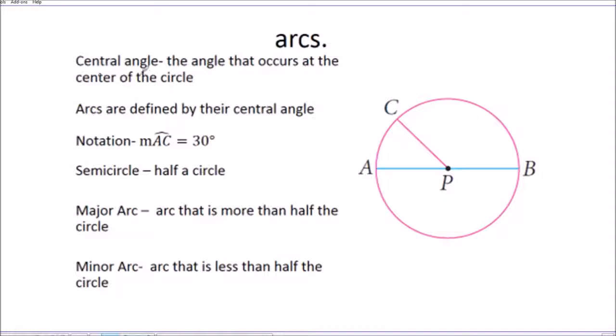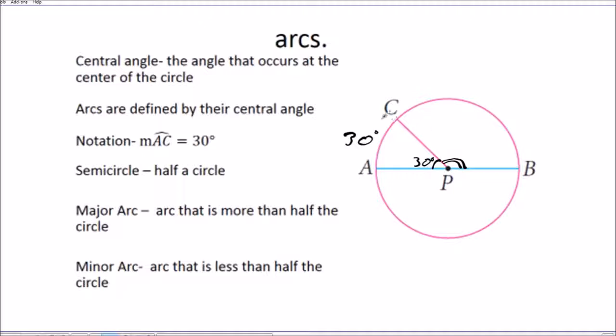We already talked about the central angle a little bit. That's the angle that occurs at the center, or this could be another central angle. We'll use 2 there to show that it's different. The way we define arcs is by their central angle. So for example, if we say the measure of arc AC is 30 degrees, we'd say the arc is 30 degrees and the central angle is also 30 degrees.